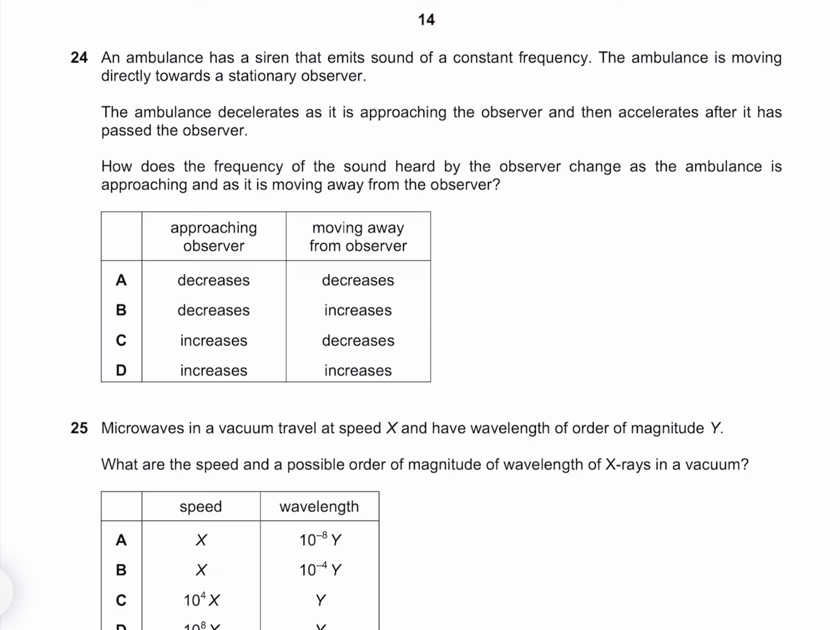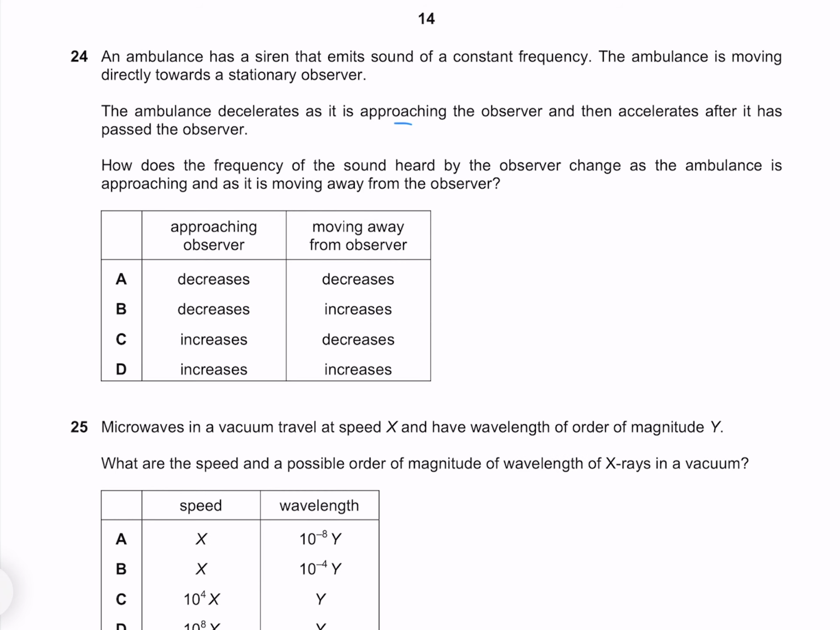An ambulance has a siren that emits sound of a constant frequency. The ambulance is moving directly towards a stationary observer. The ambulance decelerates as it is approaching the observer, and then accelerates as it has passed the observer. How does the frequency of the sound heard by the observer change as the ambulance is approaching and as it is moving away from the observer?